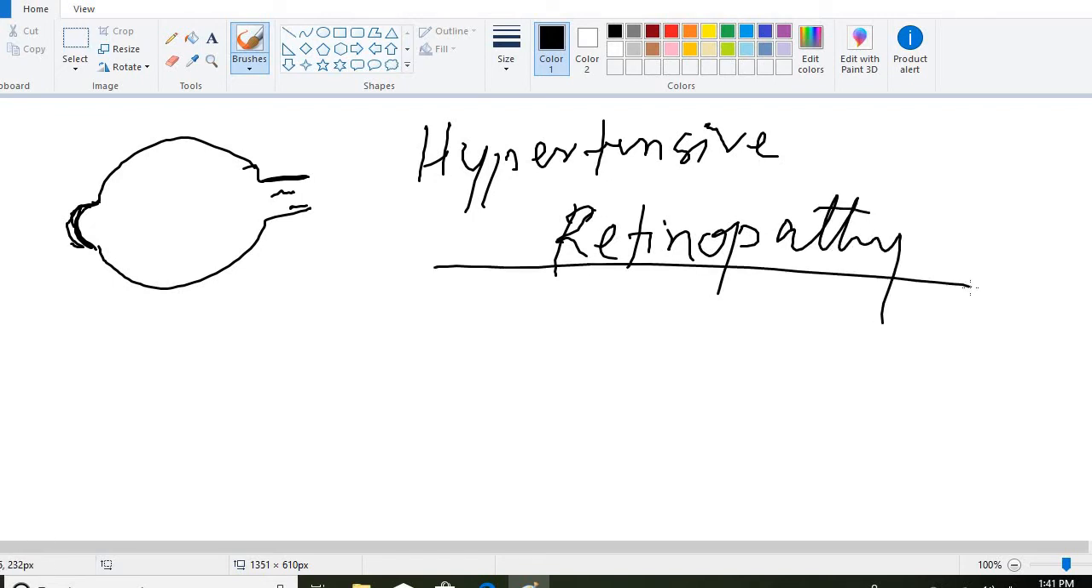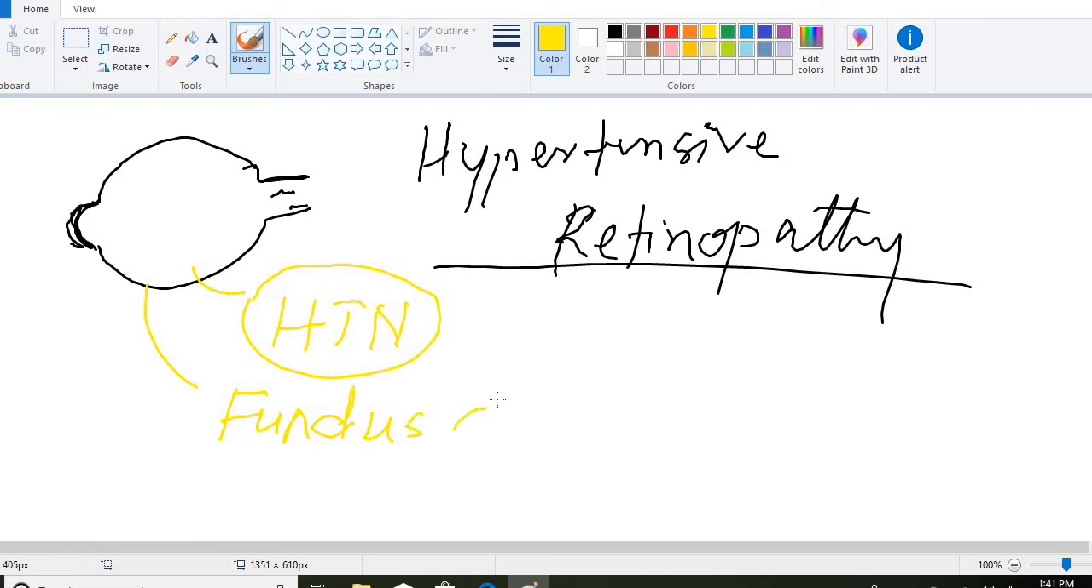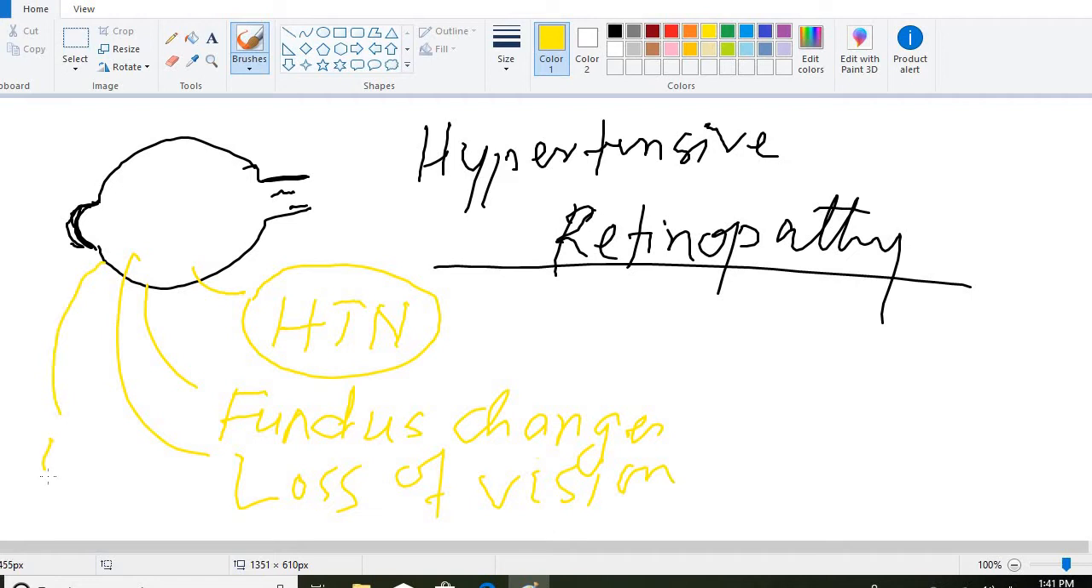Now in this condition, what happens is the patient will have increased blood pressure due to primary hypertension or secondary hypertension. Hypertensive retinopathy develops. Then fundus changes may occur, and there may be loss of vision, mostly in patients with diabetes mellitus who have retinopathies. So hypertensive retinopathy develops in these conditions.